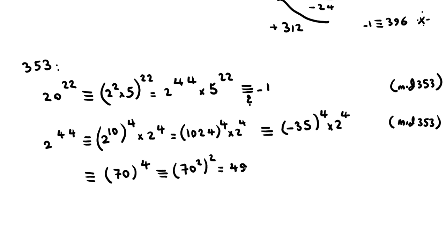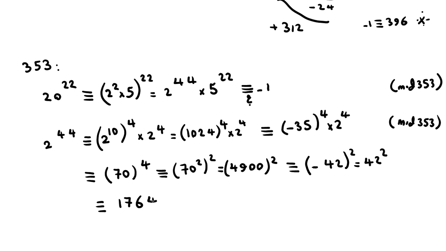And it is 4900 squared. Okay, and we can say it is congruent, if you subtract 14 times 353, then it will be negative 42 squared, or you can say 42 squared. And if we calculate 42 squared, it will be 1764. And if you subtract 5 times 353, it will be negative 1. All of them were mod 353.